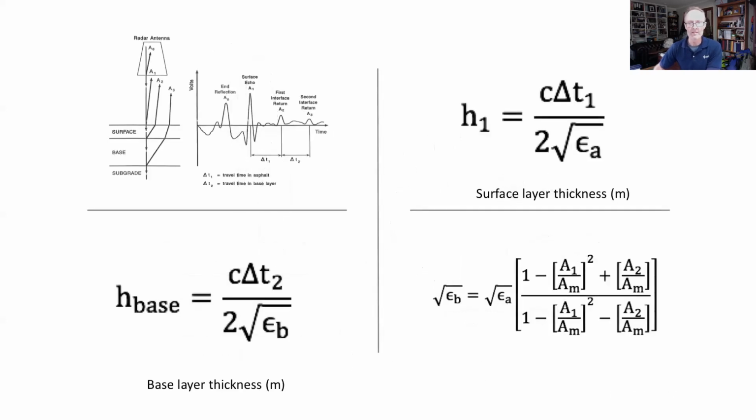So if we put all of that together, we can determine surface layer thickness, H1, by using the simple equation in the top right of the screen there. Once we've got surface layer thickness, we can then also estimate base layer thickness using the simple equation in the bottom left of the screen. And in the bottom right of the screen is an equation for the base layer dielectric, which again can relatively easily be calculated using data that we obtain from field measurements, as long as we have the dielectric of the surface layer. So again, in the bottom right, once we've got the surface layer dielectric through that equation, we can then estimate the dielectric of the base layer.